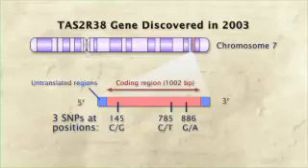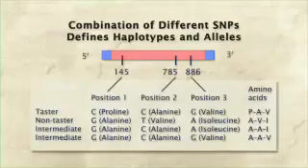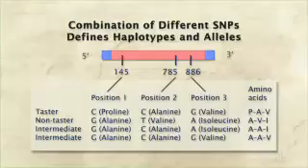3 SNPs within the coding region of the TAS2R38 gene have been found to explain up to 85% of the phenotypic variance in PTC sensitivity. Now, these polymorphisms can cause amino acid substitutions in the 333 amino acid receptor protein. For example, variants at nucleotide position 145 encode for either a proline or an alanine, and those are 2 amino acids. Variants at nucleotide position 785 encode for either an alanine or valine, and variants at nucleotide position 886 encode for either a valine or isoleucine.